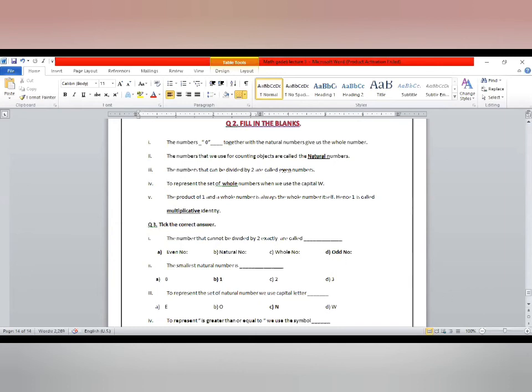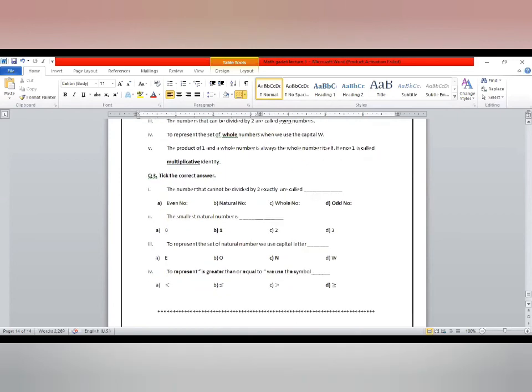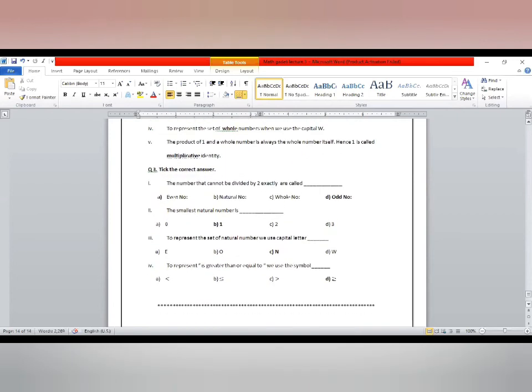Dear students, we are in the objective questions. Question number 3, choose the correct answer. The numbers that can be divided by 2 exactly are called dash. Those are called even numbers, but here it is another thing. The numbers that cannot be divided by 2 exactly are odd numbers. The right answer is B.